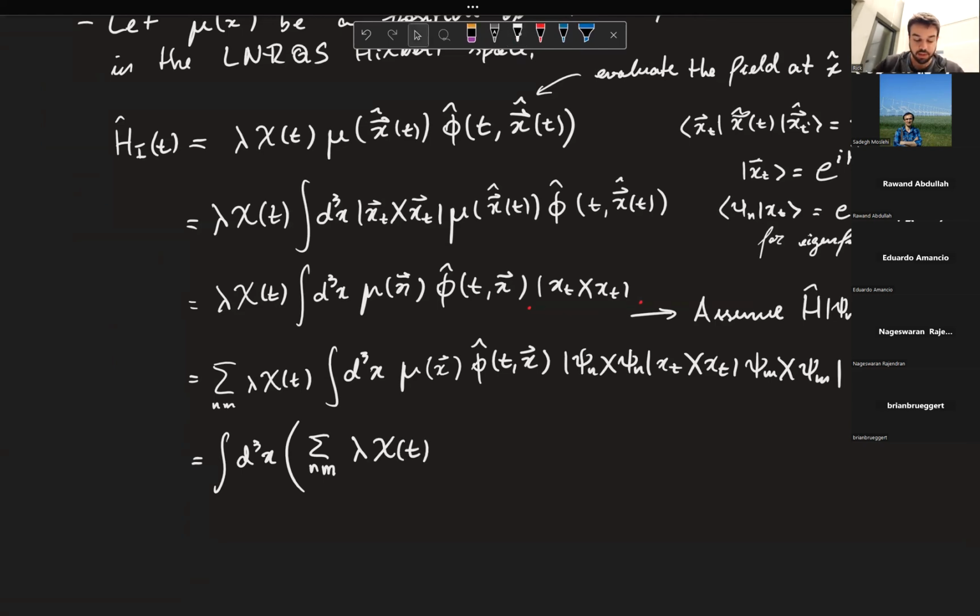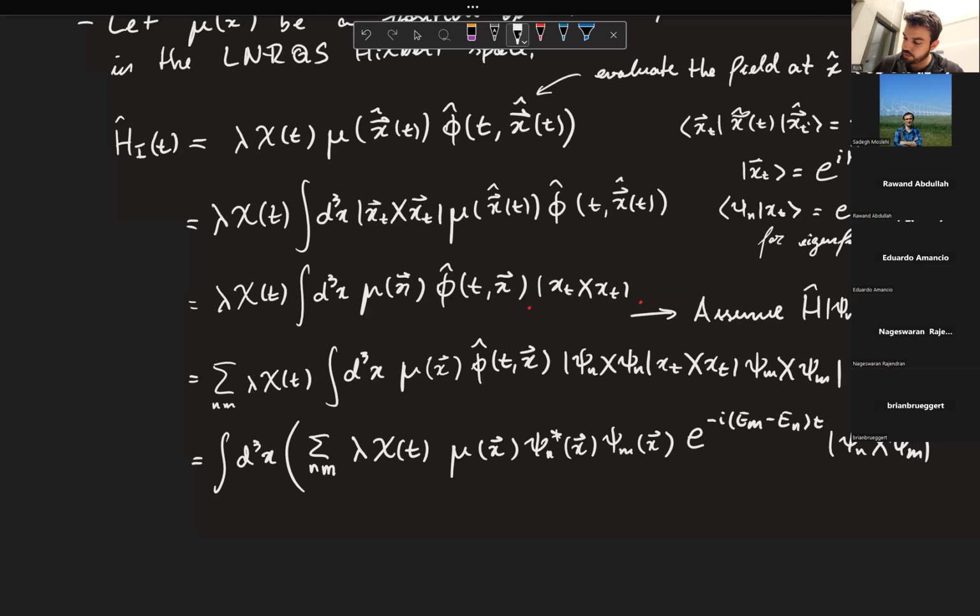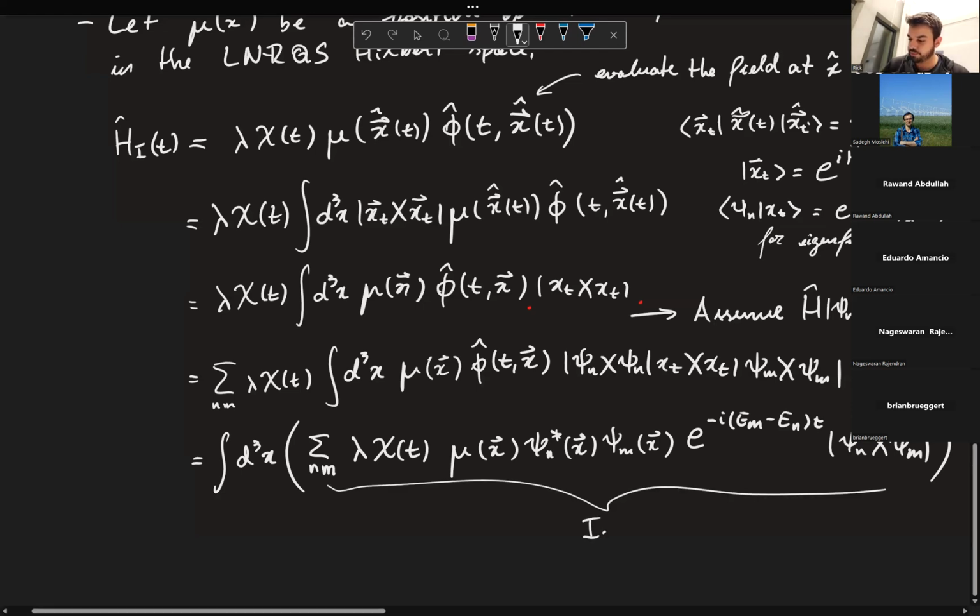QFT. Now we're going to have this mu of x, and from this psi n with the xt, we're going to get a psi n star of x, and also the complex phase. From the other one here, we're going to get the psi m of x. We get an e to the minus i, then we're going to get e m minus e n t. And the other two terms will be the psi n, psi m. So this term here is an interaction Hamiltonian density.